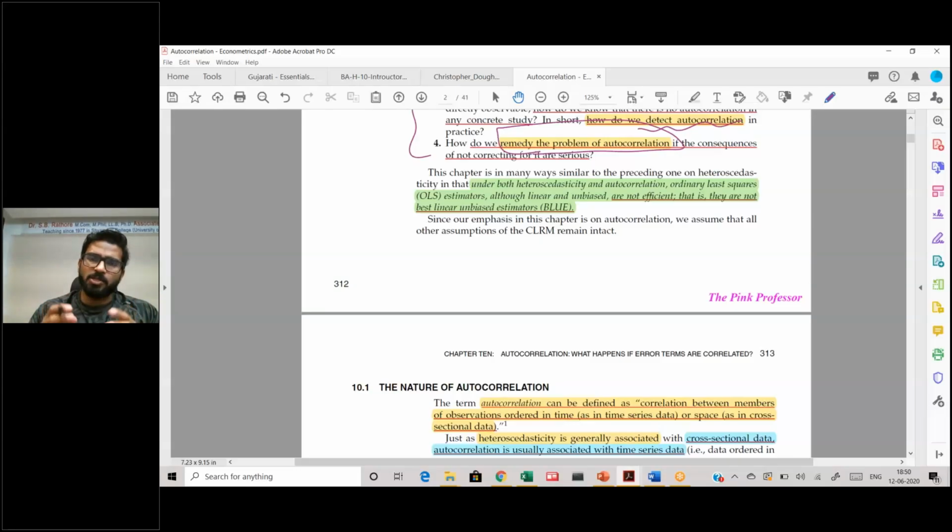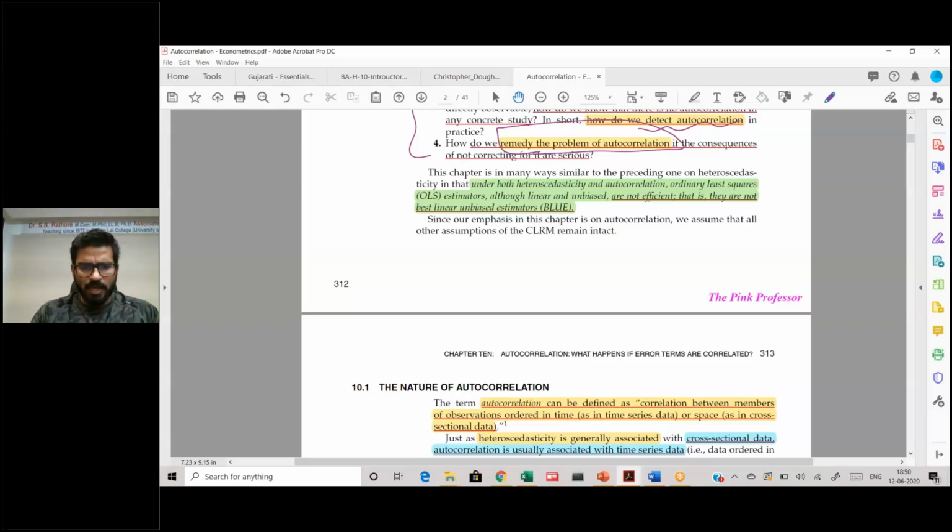Similarly, in this chapter as well, the intuition is very similar: you would need to estimate the relationship between the error terms, and on the basis of that estimation, you could have a different kind of model, which we will call a GLS model. Remember, in heteroscedasticity, we had something called weighted least squares. Here we will have something called generalized least squares, or the generalized difference least squares.